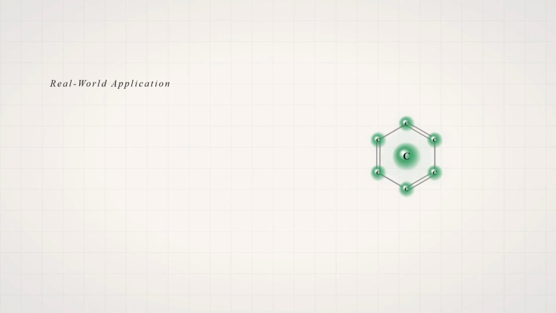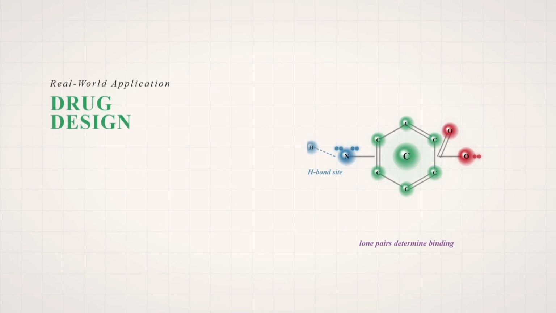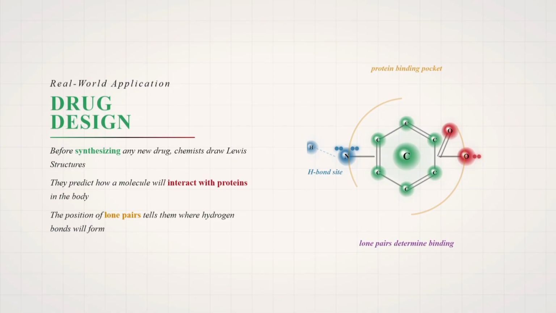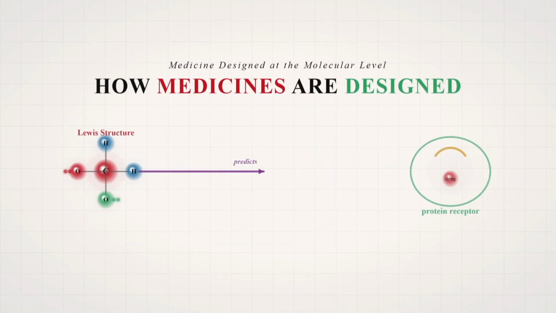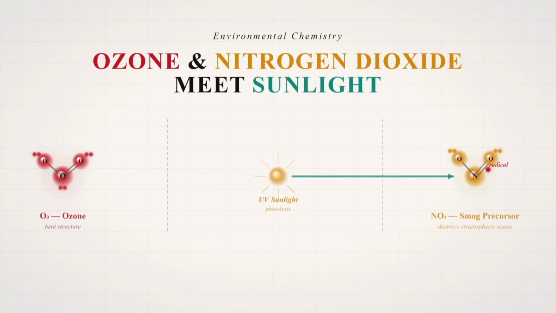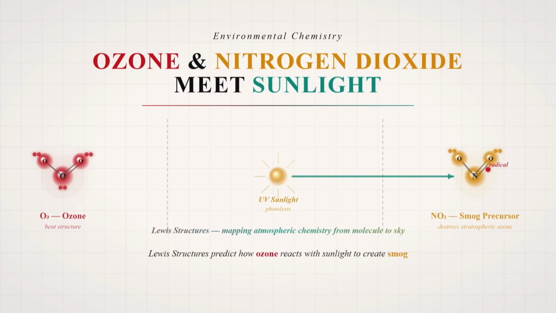Drug design. Before synthesizing any new drug, chemists draw Lewis structures to predict how a molecule will interact with proteins in the body. The position of lone pairs tells them where hydrogen bonds will form. That's how medicines are designed at the molecular level. Lewis structures of ozone, O3, and nitrogen dioxide, NO2, explain how these molecules react with sunlight to create smog, or how ozone is destroyed in the stratosphere. The structure predicts the reactivity.